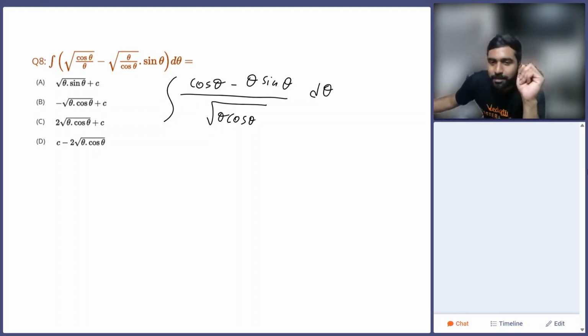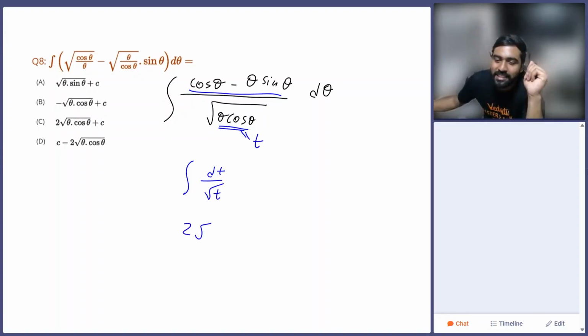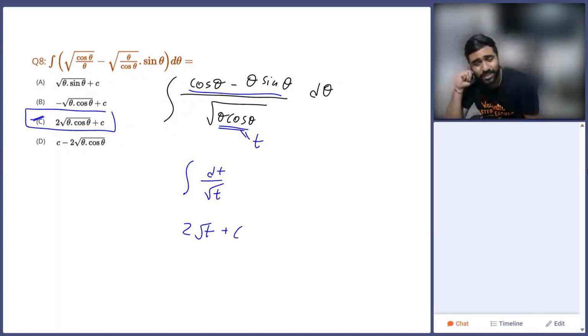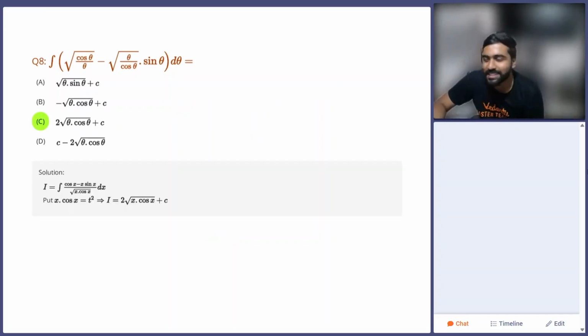Now, why is this handy? Because this cos theta minus theta sine theta we have gotten is nothing but the derivative of theta into cos theta. So if I put this equal to t, what I will get is dt upon root of t. And what is the integral of root t? That is 2 root t plus c, which is 2 times root of theta cos theta plus c. So this is like the easiest question you can ever expect in your JEE exam. Way too simple, straightforward stuff like that. So 2 root of theta cos theta plus c will be the answer over here.